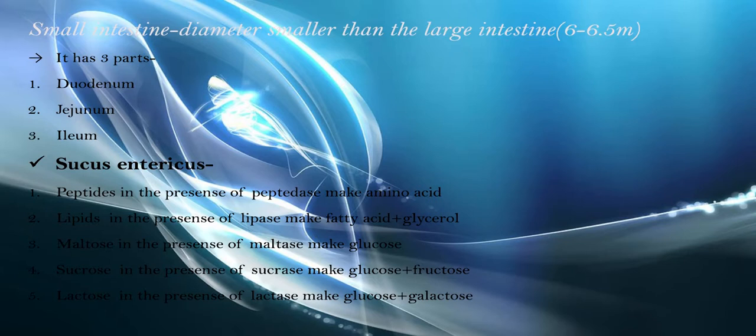Succus entericus, or we can say the intestinal juices: peptides in the presence of peptidase make amino acid. Lipids in the presence of lipase make fatty acid and glycerol. Maltose in the presence of maltase makes glucose. Fourth, sucrose in the presence of sucrase makes glucose plus fructose. Fifth, lactose in the presence of lactase makes glucose and galactose. Means in the small intestine the whole digestion is completed.